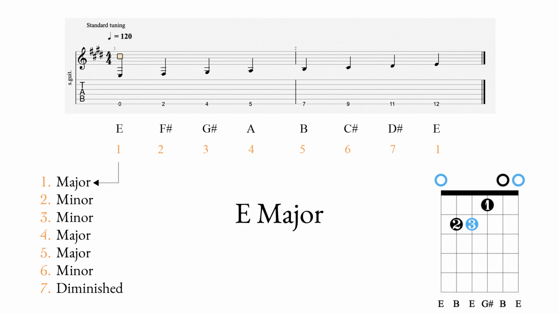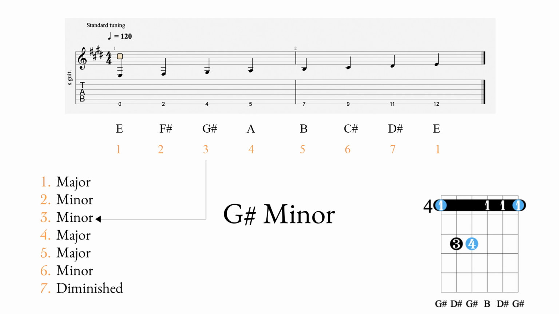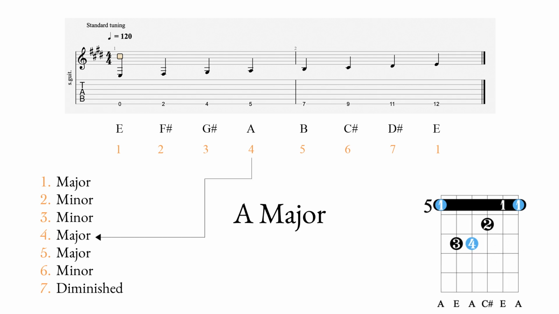2 would be minor, and in this case that's F sharp, so the second chord in the key is F sharp minor. When I do a minor bar chord, I'm going to use this bar chord shape. 3 would be minor as well, so that's G sharp minor. 4 would be major, so that would be A major, and when I do a major bar chord, I'm going to use this bar chord shape.